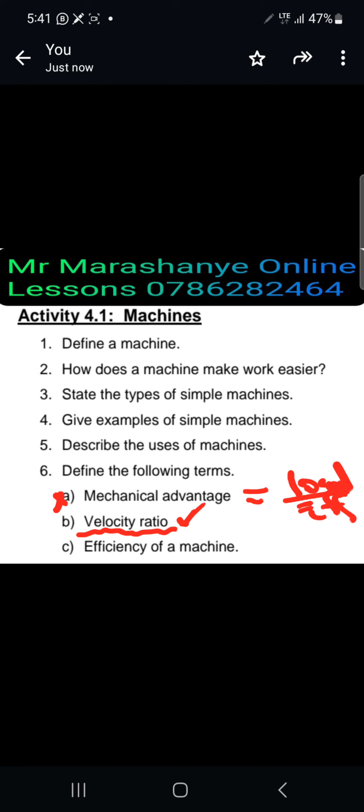And the last one is efficiency of a machine. When you are talking about efficiency of a machine, we are referring to the measure of how well a machine works.